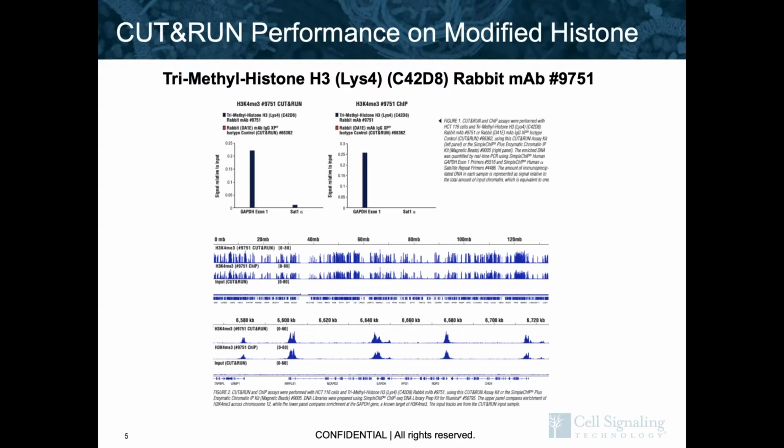The top track is CUT&RUN data, while the middle track is ChIP data. On both the zoomed-out view of a whole chromosome and the zoomed-in view of individual target genes, the binding pattern of peaks between the two assays is the same. But please keep in mind that CUT&RUN only starts with 100,000 cells, 40-fold less starting material.